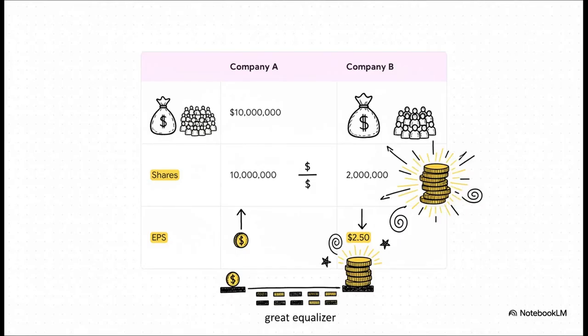And here's the twist. See, Company A has a massive 10 million shares out there, while Company B only has 2 million. Now, once you divide that profit by the number of shares, the whole picture flips upside down. Suddenly, each share in Company B represents a claim on $2.50 of profit, compared to just a single dollar for Company A. All of a sudden, that smaller company looks way more profitable on a per-share basis. That is the power of EPS. It is the ultimate equalizer.